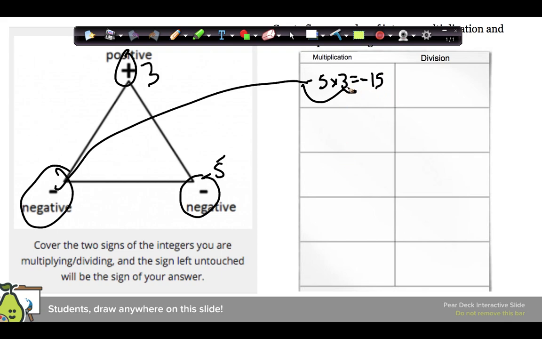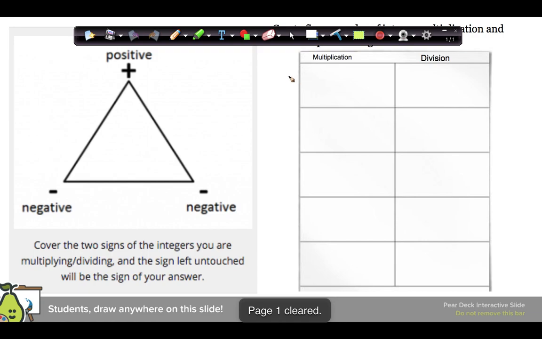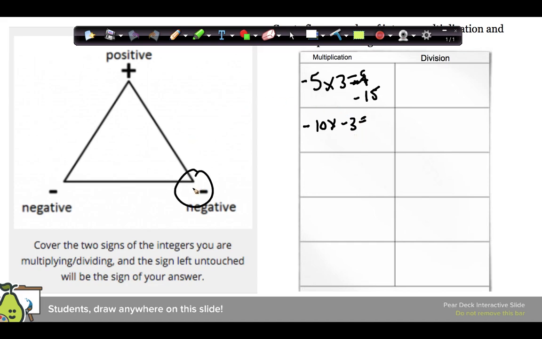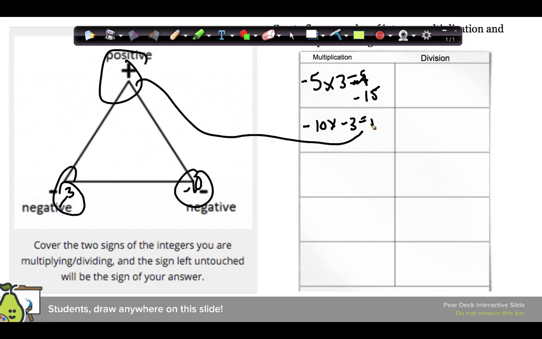So we can separate out the sign from the answer itself. So this would be -5 times 3 is -15. And let's try another one. -10 times a -3. So the -10 might go right here, your thumb right there, your finger right here for the -3, and then this is the remaining one, so that goes in the answer. So it's a plus. 10 times 3 is 30.